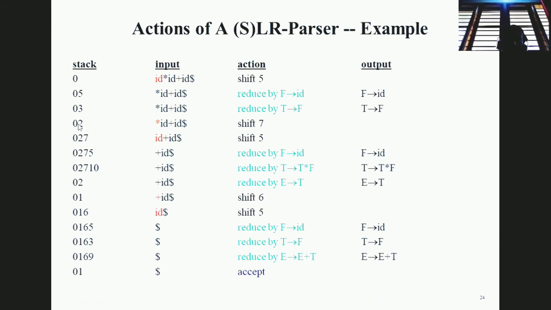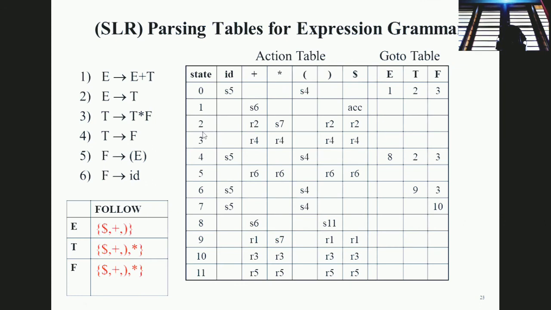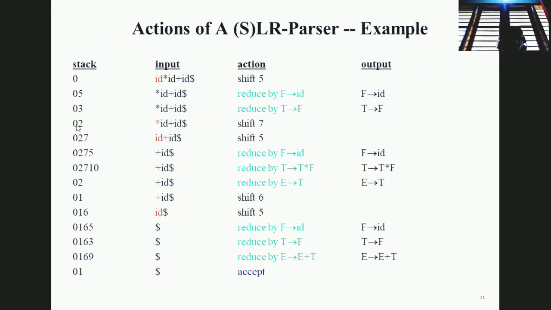Now, my top of the stack is 2 and my input symbol is star. So I must look into the parsing table, 2 on star. What is 2 on star? My 2 on star is nothing but S7. So I'm supposed to push 7 onto the stack. Now it becomes 0 2 7. So now my next input symbol is ID.